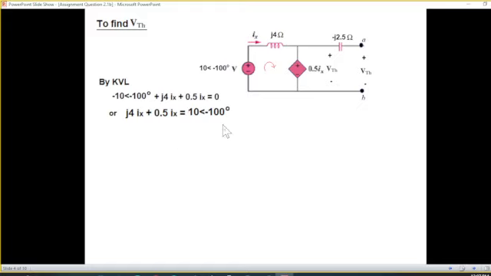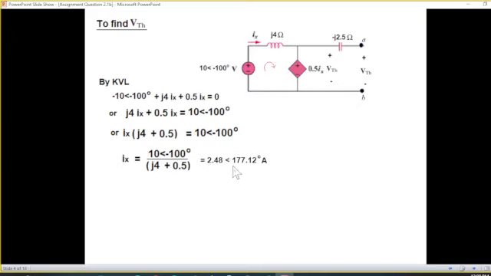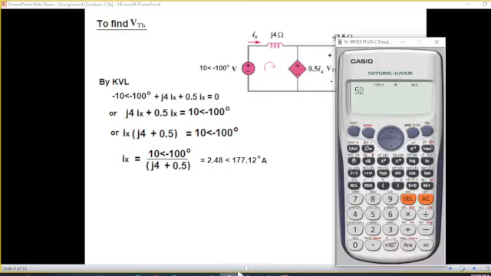Solving for Ix, we just move it there. Take common Ix, and so Ix will be 10 angle minus 100 divided by (j4 plus 0.5), and the answer we'll get is 2.48 angle 177.12. Now you can solve this by the conventional method that you know that for division we have to keep the two terms in polar form. Now this is already in polar form. So you have to convert this into polar and then divide. But the easiest way is to use your calculator in complex mode.